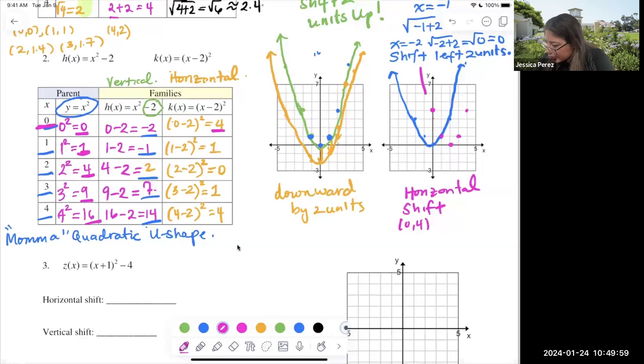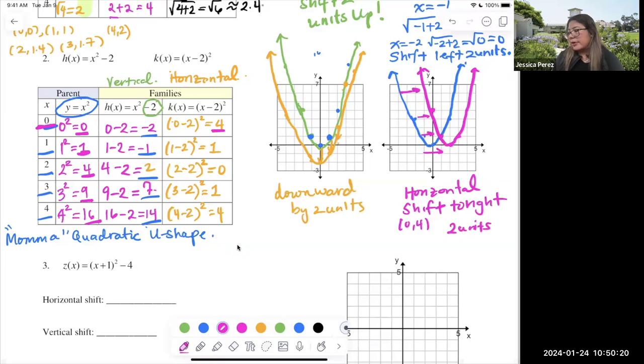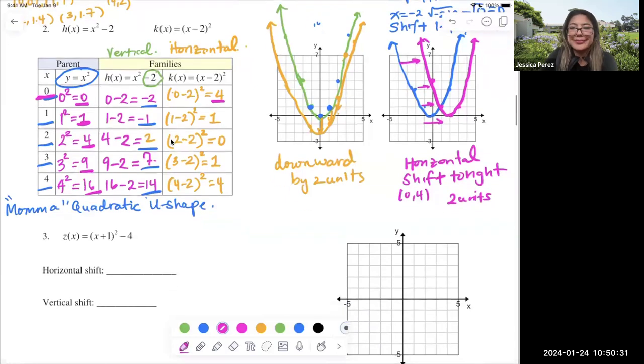So this is going to go like this. We know that this is a horizontal shift to the right 2 units. So notice how this moved to the right 2 units. Each point moved to the right 2 units. We know that because there's a -2 on the inside, so we know it's 2 units to the right, and this one's 2 units down.